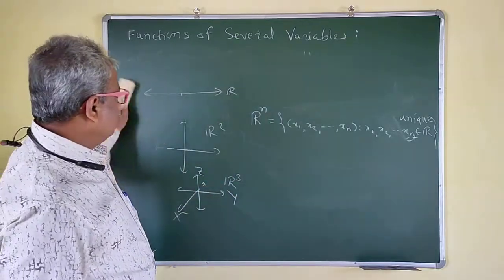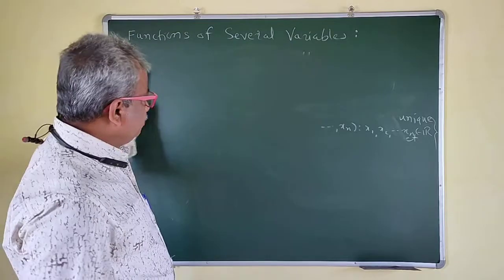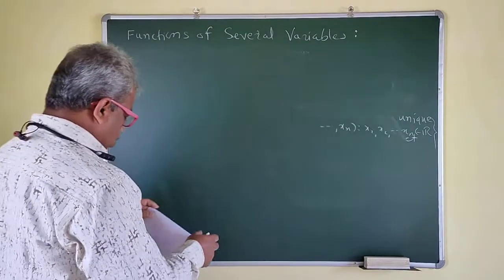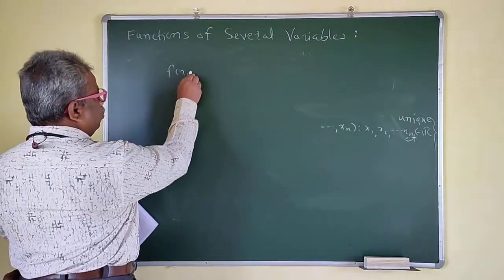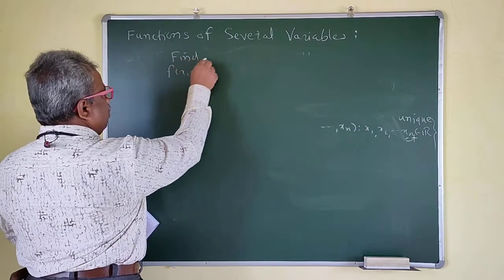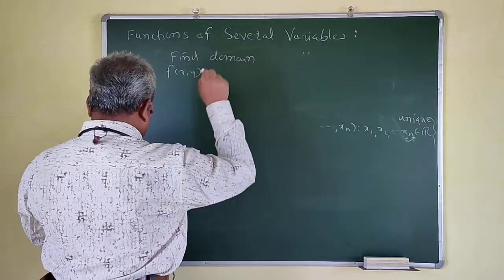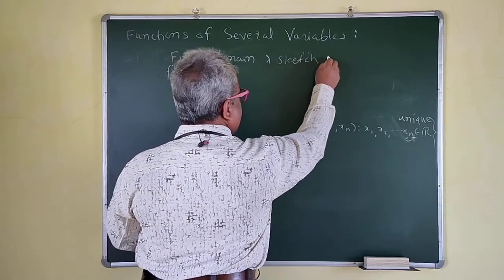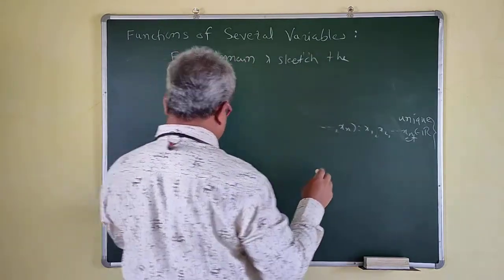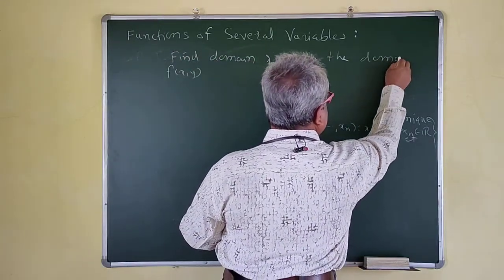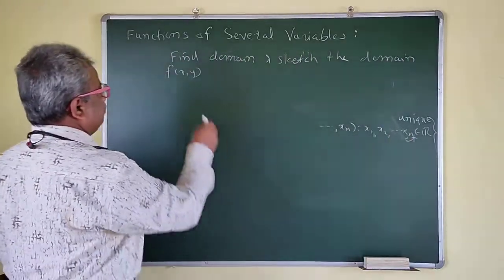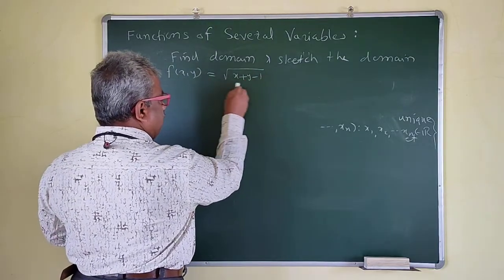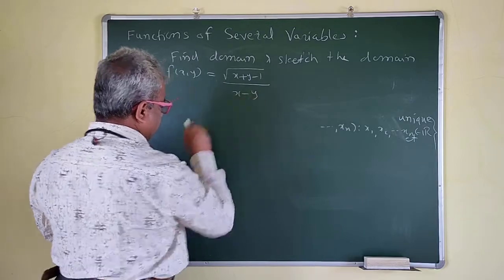This is the space. Now we are interested in finding the domain of some function and the range of some function. So first we will find the domain of this function. Find and sketch the domain of f(x, y) = root of (x + y - 1) upon (x - y).